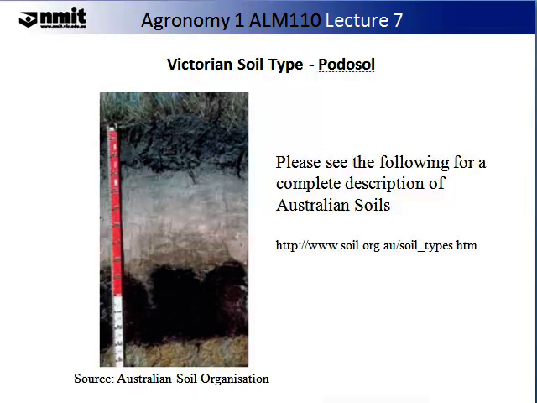One such soil type from the Australian soil classification is called podosoil. The image on the slide from the Australian Soil Club illustrates what a podosoil looks like. Podosoils can be found in Victoria. For a full description of all Australian soils, please refer to www.soil.org.au. The link will be located on Moodle too.